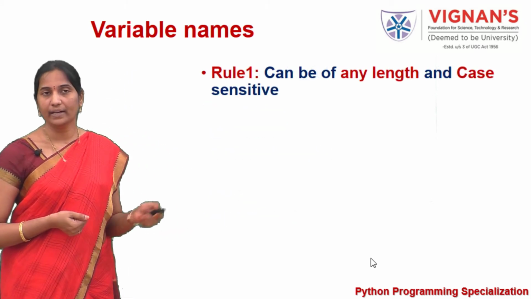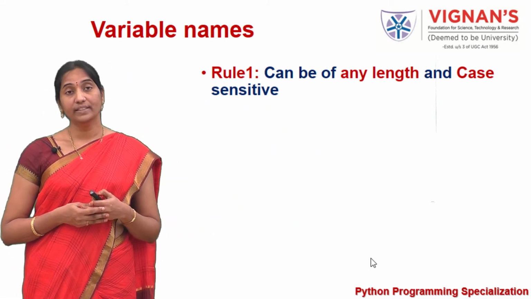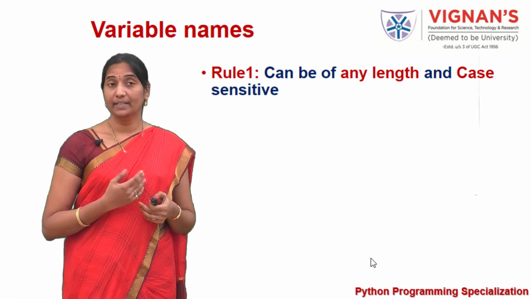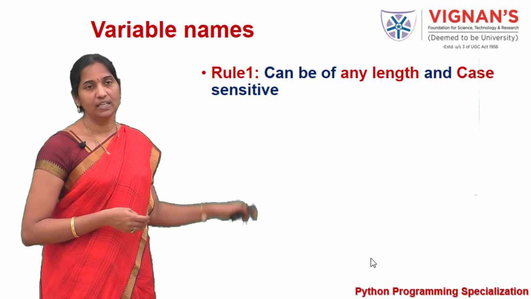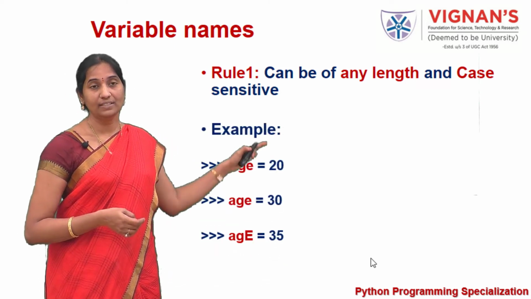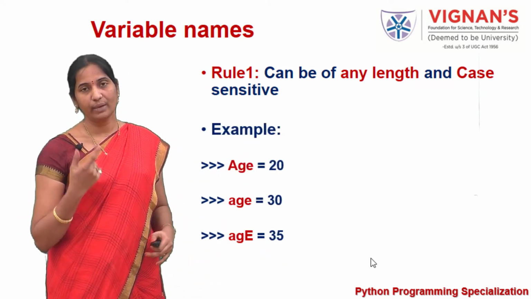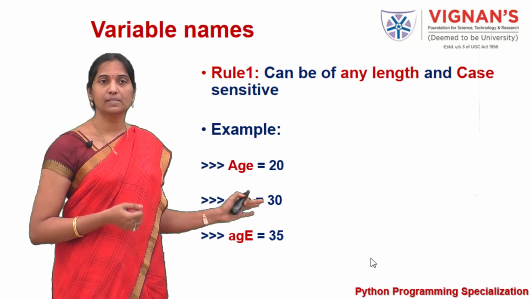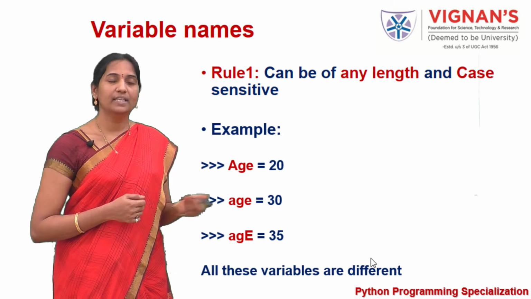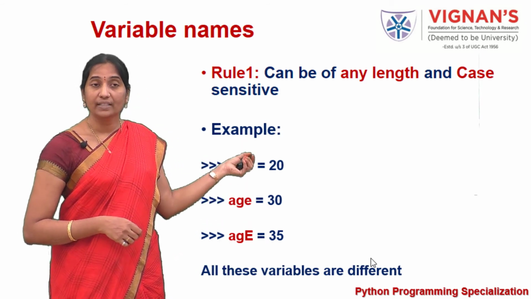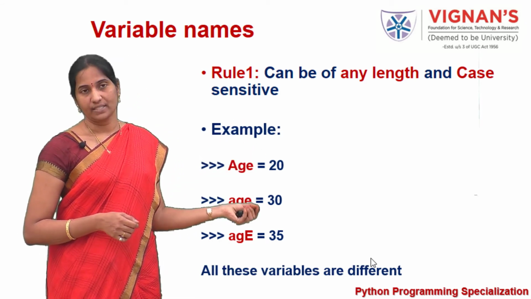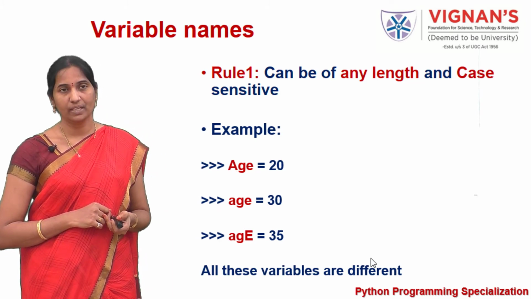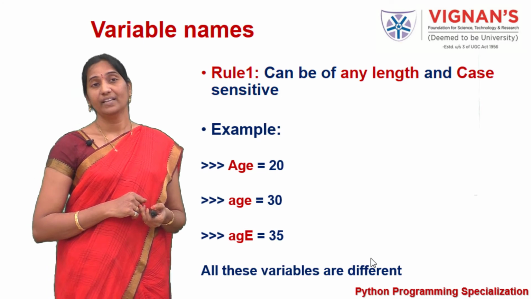In addition to that, we have certain rules on variable naming. A variable can be of any length, but it is case sensitive. Consider here age. In all three places, I am using the same word age for the variables, but all these three variables are treated as different variables. The reason is simple: they differ in case. That's how these three versions of age are treated as three different variables in Python. So Python variables are case sensitive.